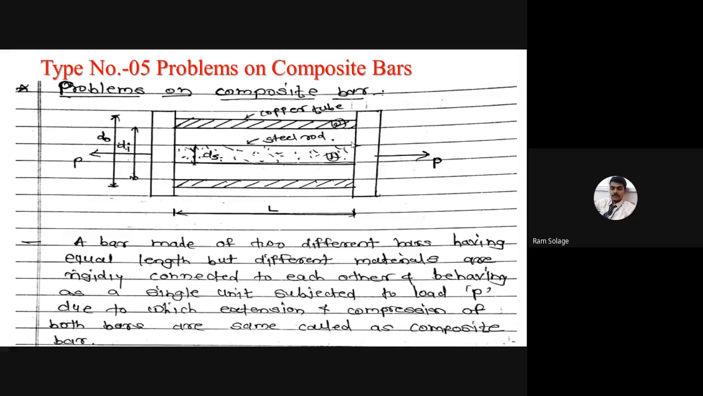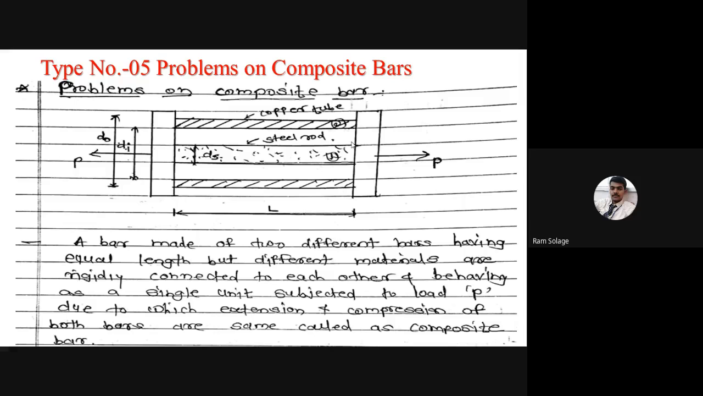We are solving the problems on composite bars. Composite means a combination of two materials. They are showing two materials: one is a steel rod and the other is a copper tube. The copper tube has two diameters, one internal and the other external. Centrally they have inserted one steel rod. It is a solid rod, so it has only one diameter, denoted by ds. It is a combination of two rods, copper and steel.